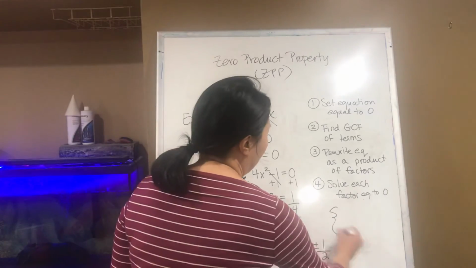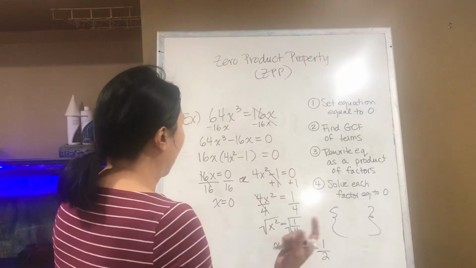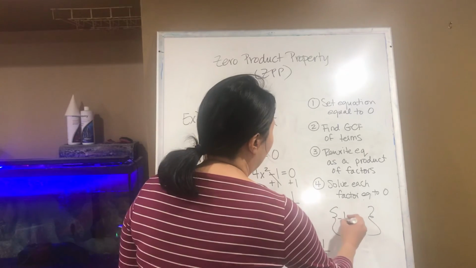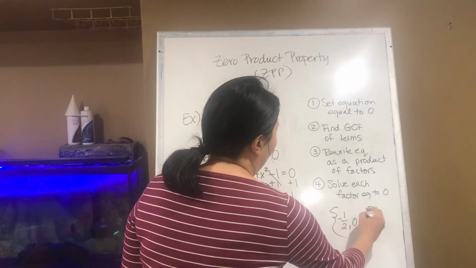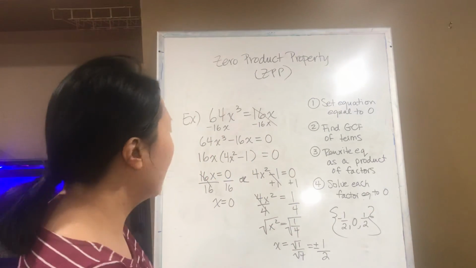And I can actually write my solution with these squiggly brackets, which refer to a set of numbers. So it would be negative 1/2, 0, and 1/2 if I'm writing them from least to greatest. So I hope that helps.